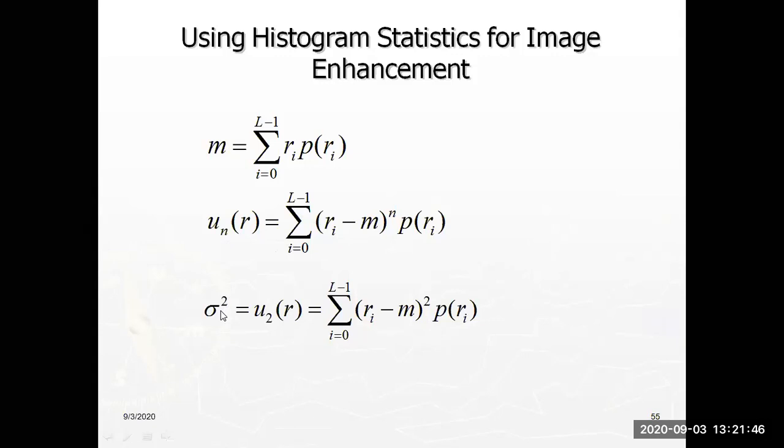So generally we are calling sigma square our variance: sigma square equals the sum from i equal to 0 to L minus 1 of (r_i minus m) whole square times p(r_i). This is the generalized variance formula. Generally we are taking the square value, so sigma square is our variance. So, mean and variance.